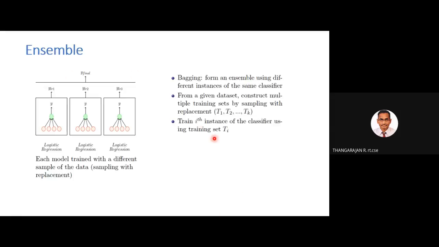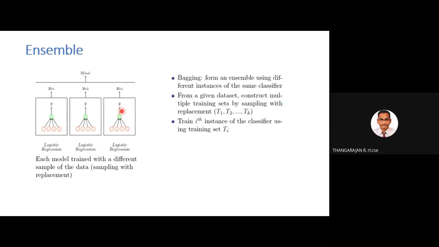Another method, those who have learned machine learning will know, is that generally you can do something called ensemble or bagging. What we do is we use different logistic regression models. We create different models, say three models. For example, you could use logistic regression or a decision tree or whatever it is. So you can create different models.